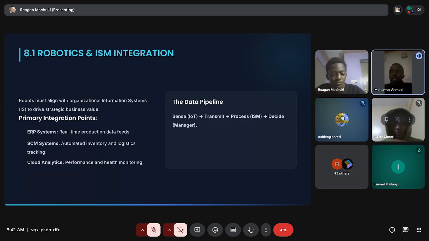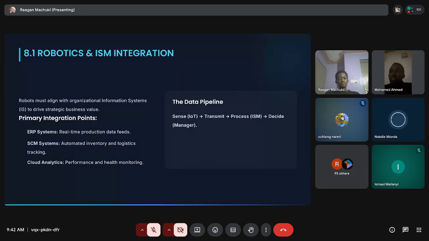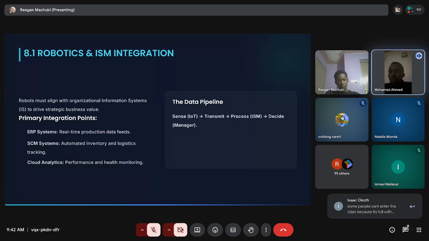The key benefits of robots and information integration: increased efficiency, as robots automate repetitive tasks, reducing time and increasing productivity. Better data management, as ISM collects and analyzes data generated by robots. It improves accuracy, as automation reduces human errors. Real-time monitoring, as managers can monitor robotic operations through information systems. It also reduces cost over time, through automation of labor and operational cost.